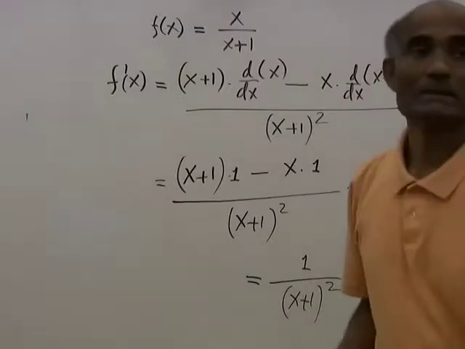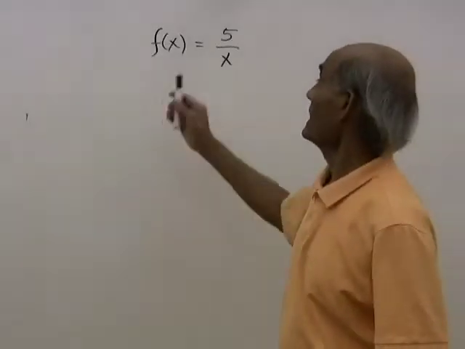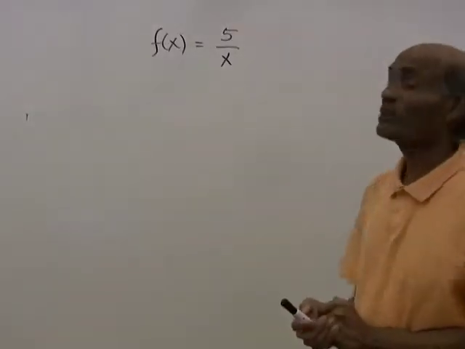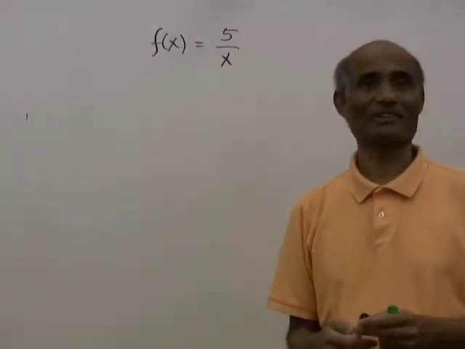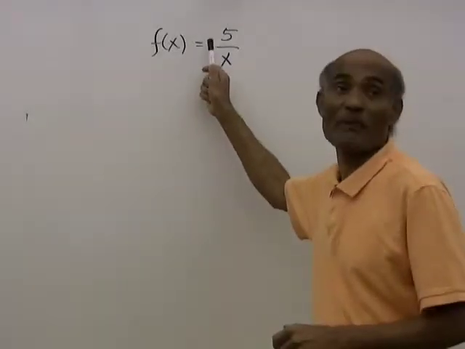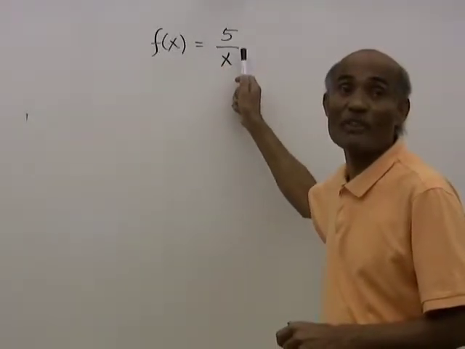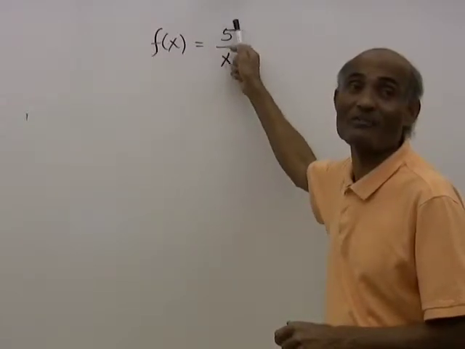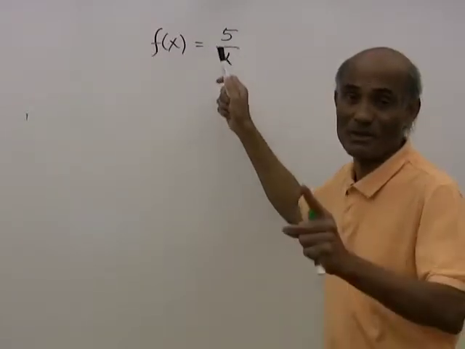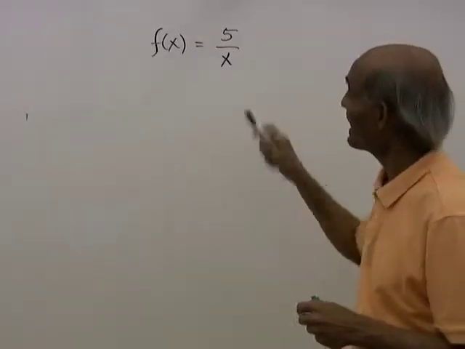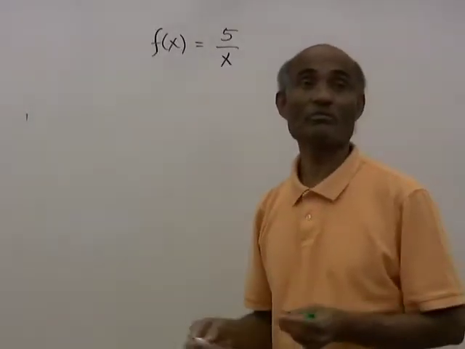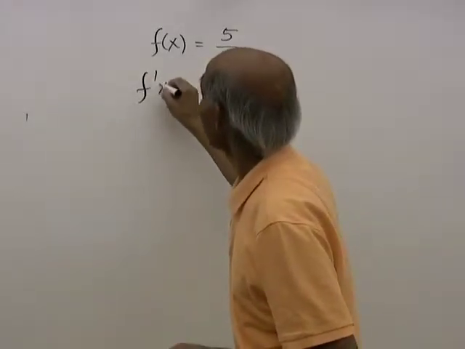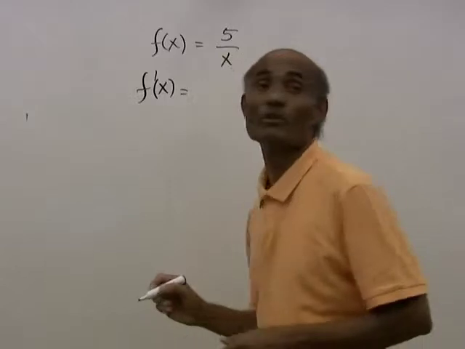Alright? Okay, let's try another simple function of the form f of x equal to 5 over x. If you can find the derivative of this, that form will be true for any constant that you have in the numerator. I will talk about that at the end of this. F of x equal to 5 over x. What is the derivative equal to? F prime of x equal to? What's the rule?